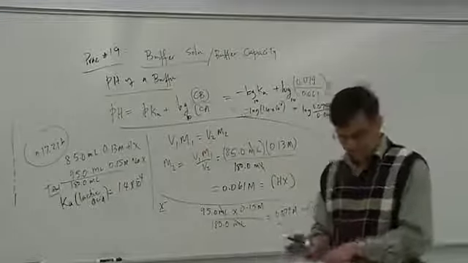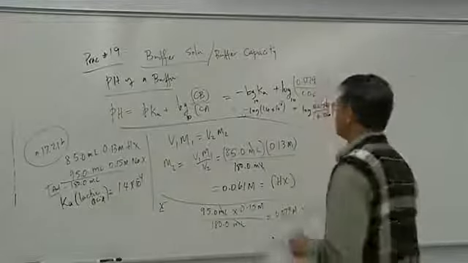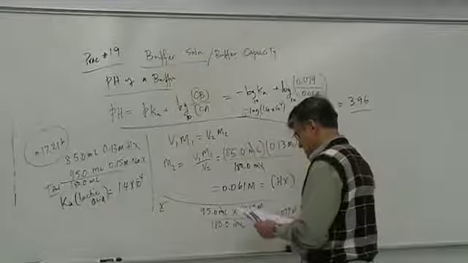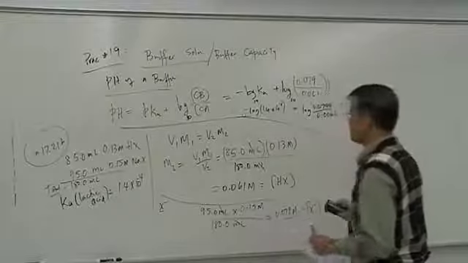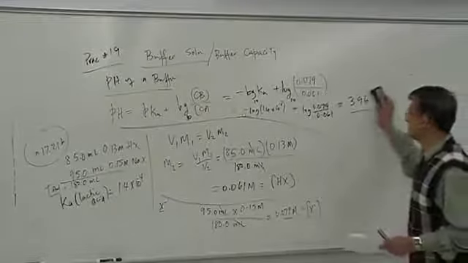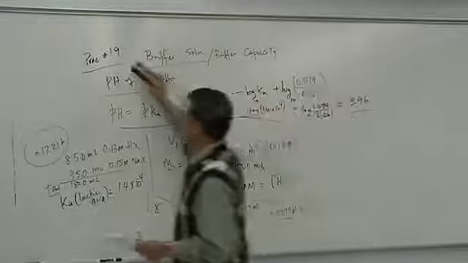Now we're going to begin with practice problem number 20. This is on solubility and the effect of pH on solubility. So this is going to be number 20.